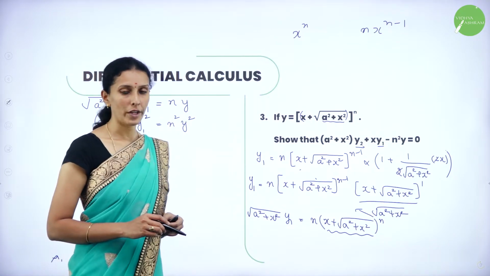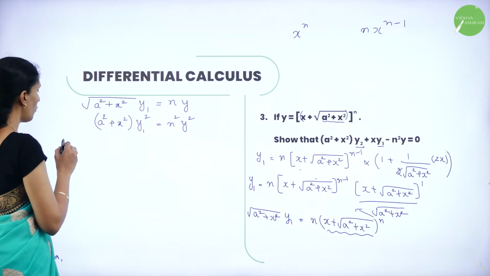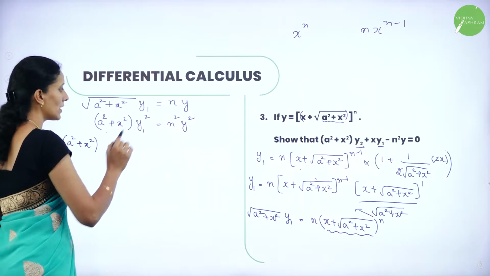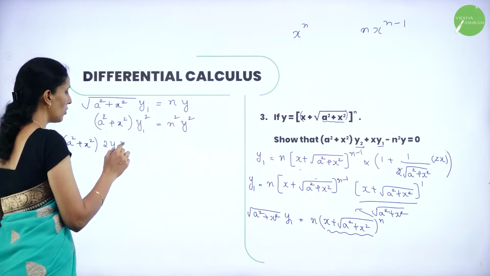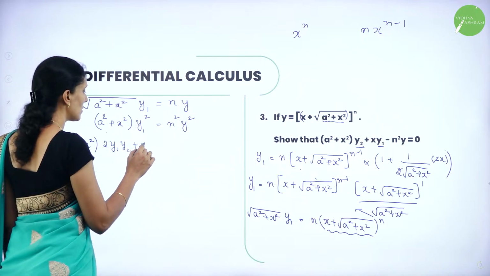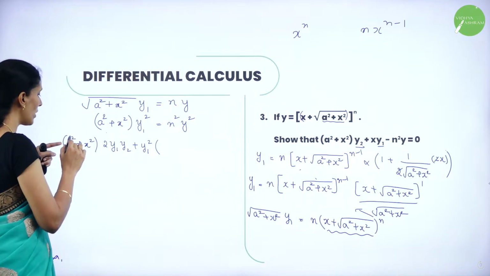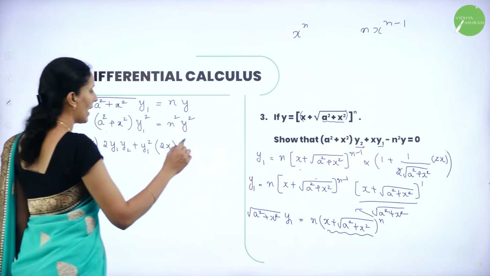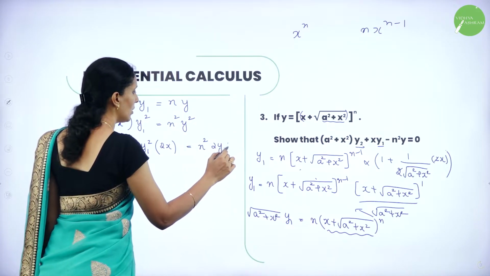Now I need to find out y2 also. For that, apply the product rule here because you have two functions here. So first function as it is into derivative of the second. So if you have y1², it is 2 into y1 into y2. Okay, so differentiating twice, 2 into y1 y2 plus y1², differentiate this. If you differentiate this, a² is 0, x² is 2x. Done, product rule. And here n² is constant, y² is 2y into y1.